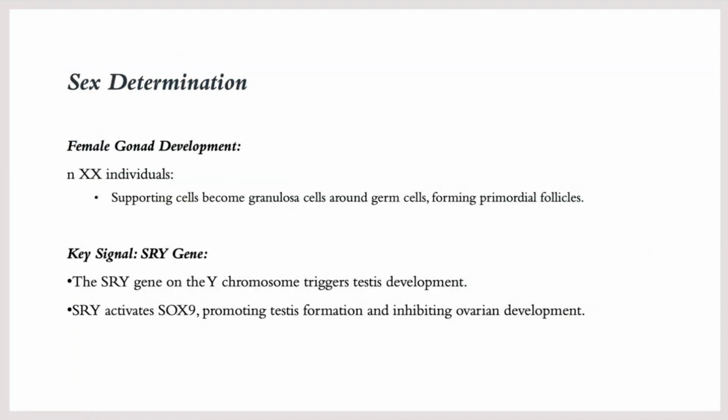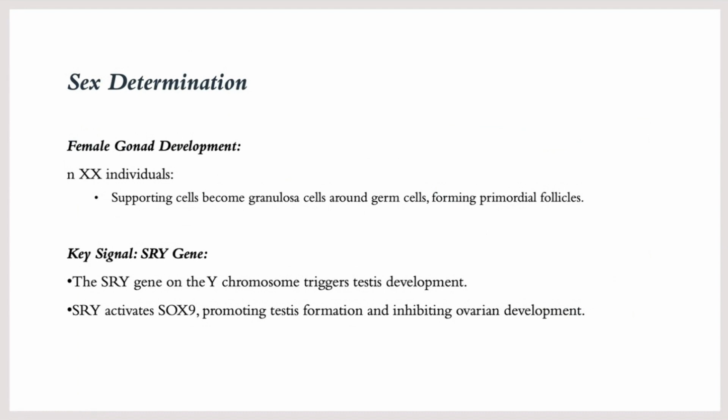Okay, then in XX individuals, which are of course going to form the females, the supporting cells become granulosa cells instead and form around the germ cells, and this eventually forms the primordial follicles. Now, the SRY gene is very important for sex determination because the SRY gene can only be found on the Y chromosome. And of course, the Y chromosome can only be found in males, okay?